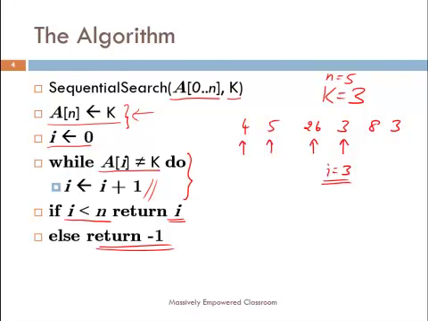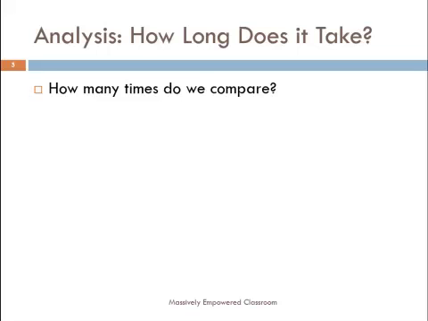On the other hand, if you are looking for some other element that was not present, then you would find it only as the last element which was artificially inserted by you, and then the algorithm would return minus 1. So this is how sequential search works.